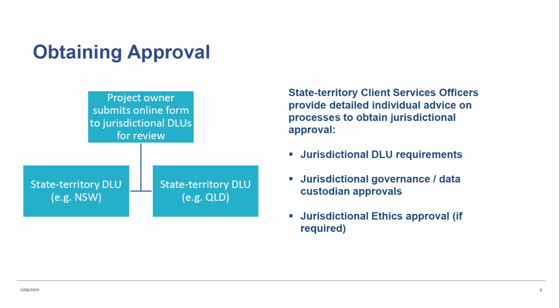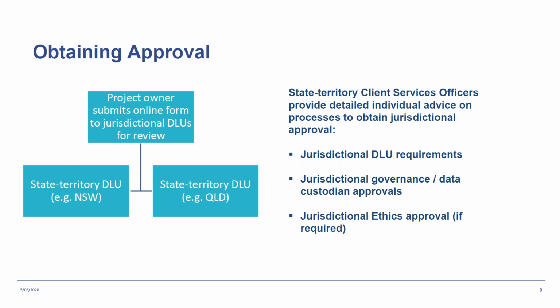So my next set of slides is around obtaining approval. So once we've been through a design phase, the next step is really to get the approvals you need. And when you submit that online form to the jurisdictions for review, our client services officers in the state and territory will help you to obtain jurisdictional approvals. They differ in each jurisdiction, and the jurisdictions do have some different requirements, and so that local expertise can help you to navigate that process a little more easily.